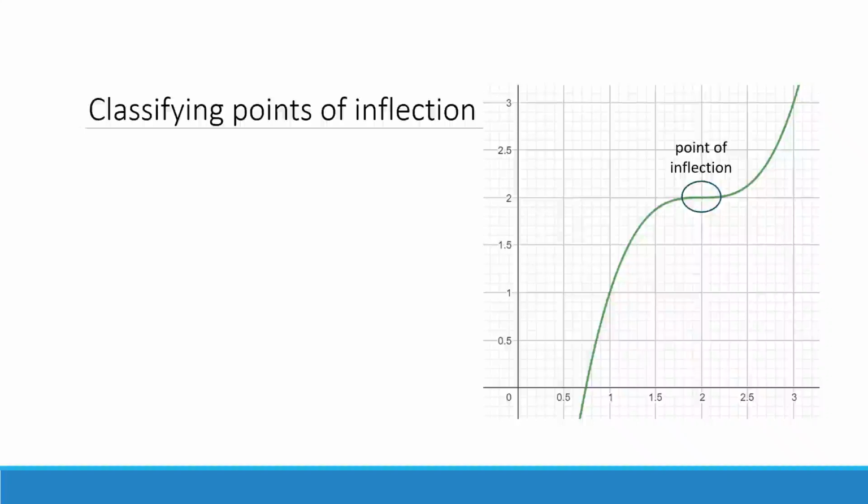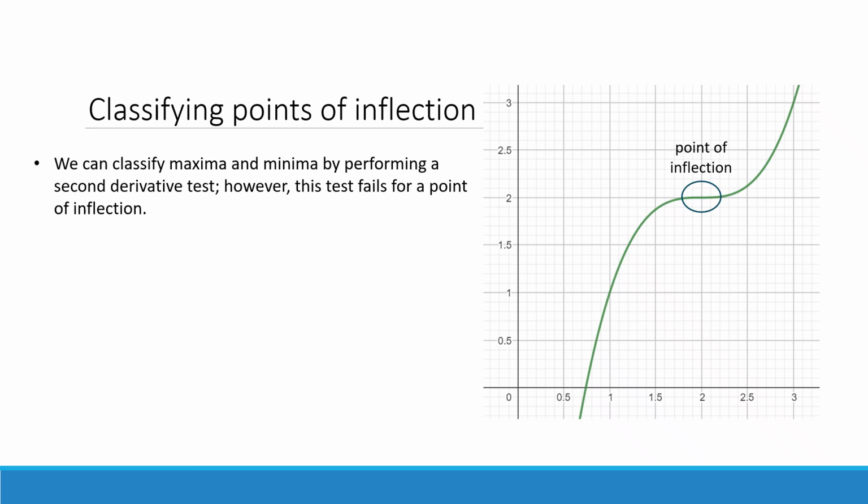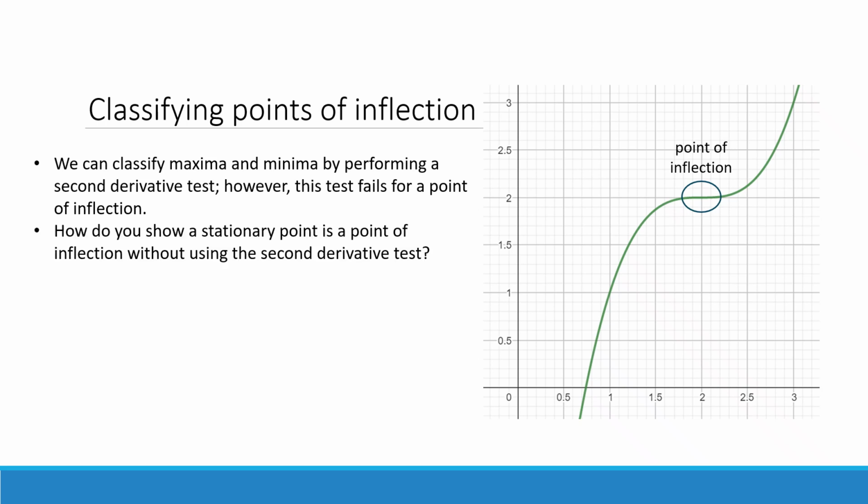This video is about how to classify points of inflection. We can classify maxima and minima by performing a second derivative test. However, this test fails for a point of inflection as the second derivative at the point of inflection is always zero. How do you show a stationary point is a point of inflection without using the second derivative test?